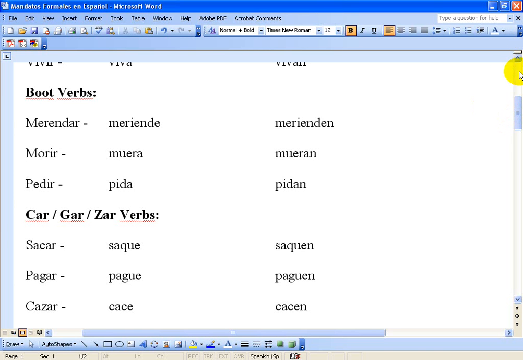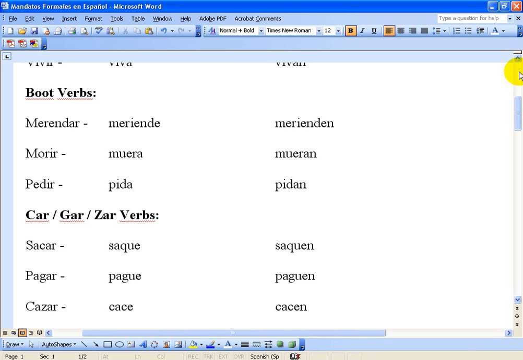So sacar, if it were regular, the usted command would just be S-A-C-E. The problem with that is if I spell a word S-A-C-E, that's going to be pronounced sase, and I don't want that. I want to have sake because sacar is the original sounding verb, so I want to keep that k sound. To do that, I change the C to a QU.